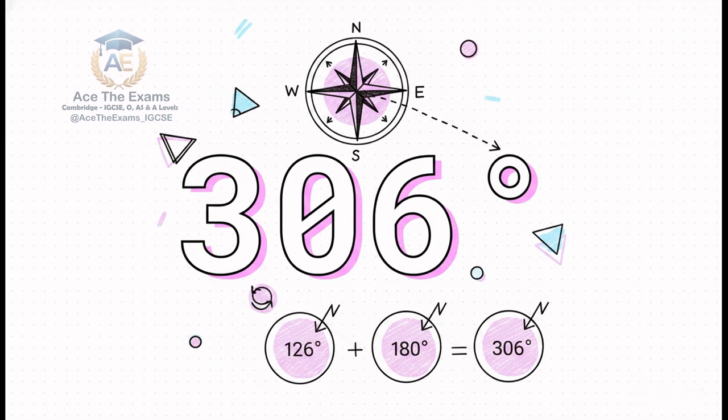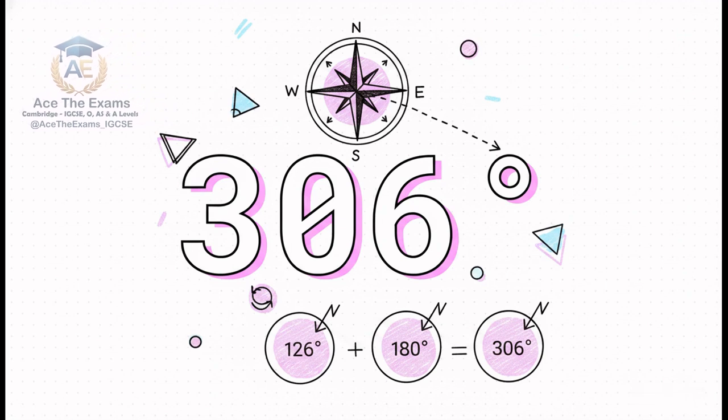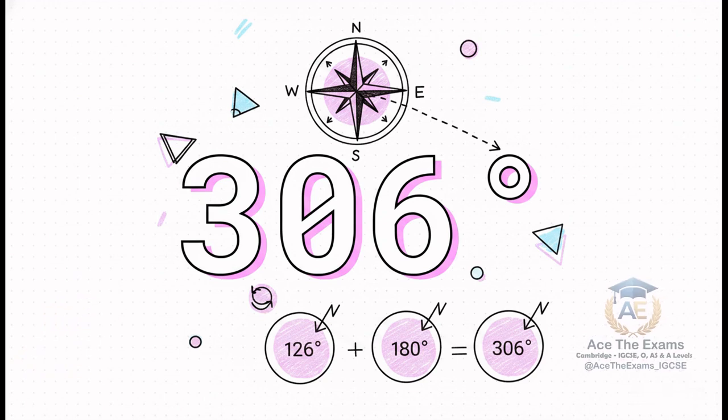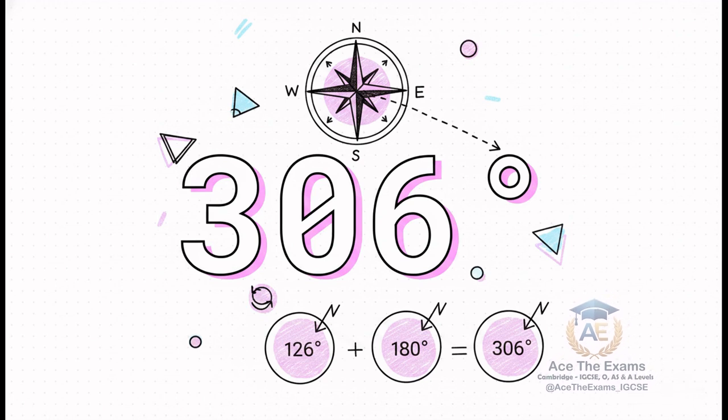Here is the ultimate exam hack for reverse bearings. Because bearings are measured clockwise from parallel north lines, finding a reverse bearing when your original angle is less than 180 degrees is incredibly straightforward. You literally just add 180 degrees to your original bearing. That's it. 126 plus 180 gives us the perfectly reversed direction of 306 degrees. If the original bearing was over 180, you just subtract 180 instead. It's a fantastic time-saving rule of thumb that beautifully illustrates how interior angles and parallel lines function in real-world navigation.